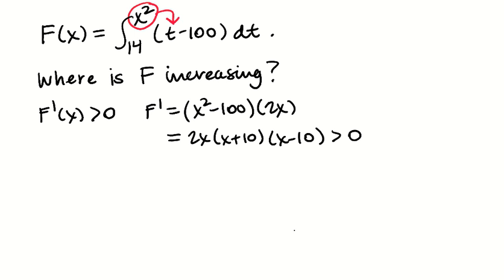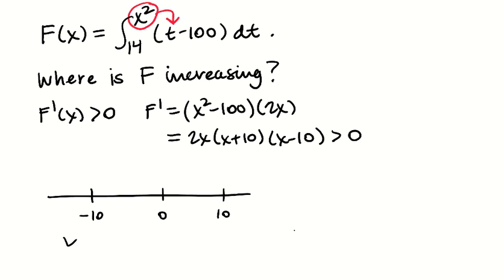Okay, so I'm going to draw a sketch. If you like to make a number line, go for that. Okay, it's whatever you like. It's the same thing. But I know this is a third degree polynomial with a positive leading coefficient, and the zeros are at negative 10, 0, and positive 10. And I know what a third degree polynomial with a positive leading coefficient looks like.